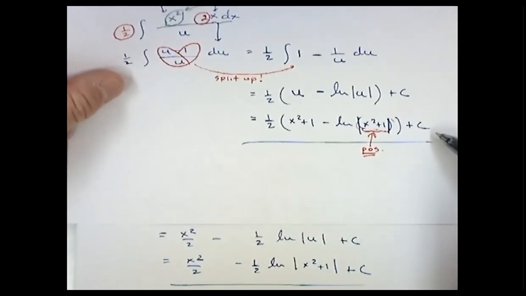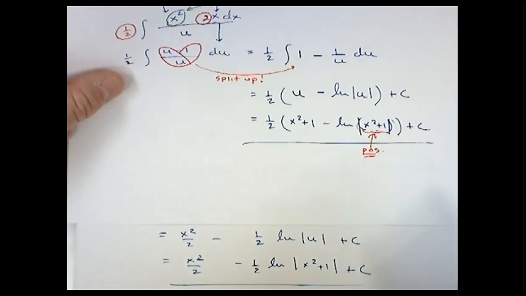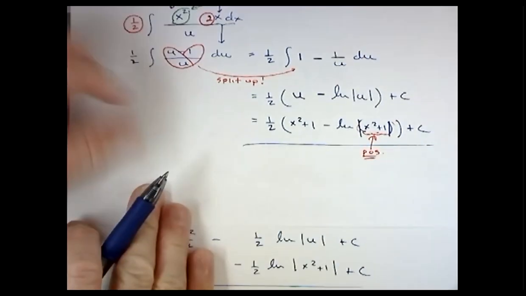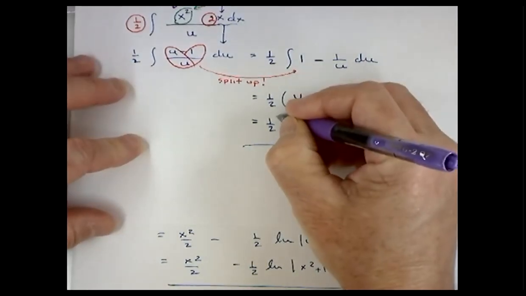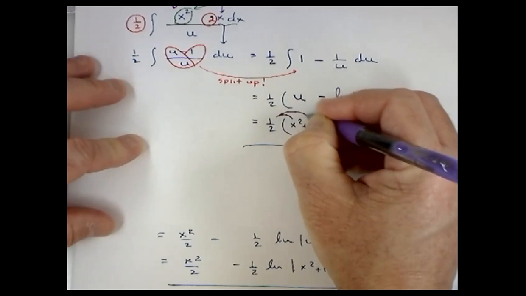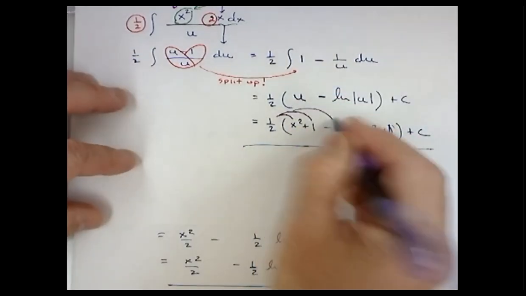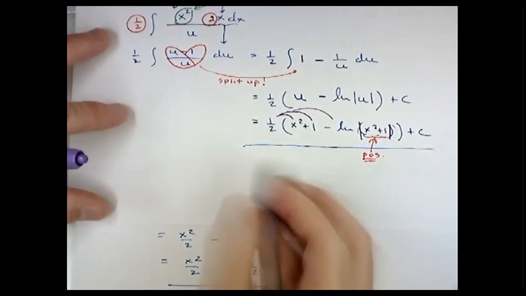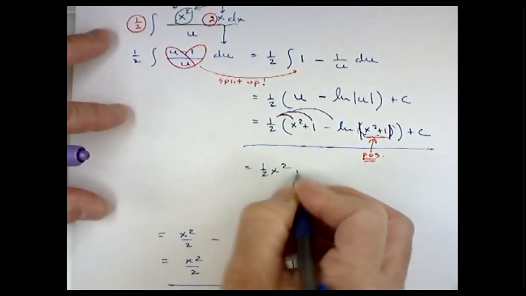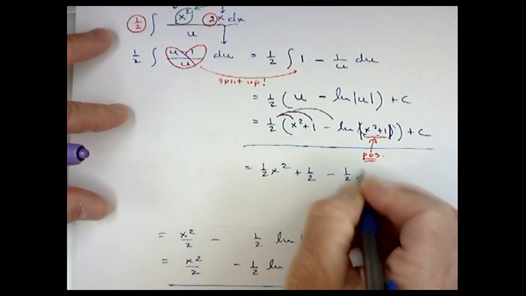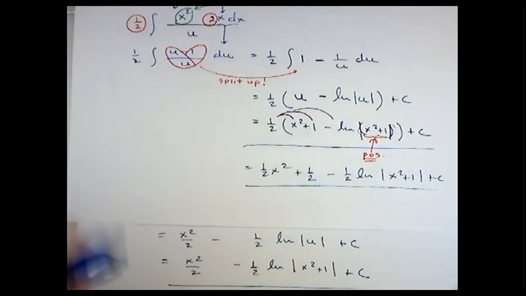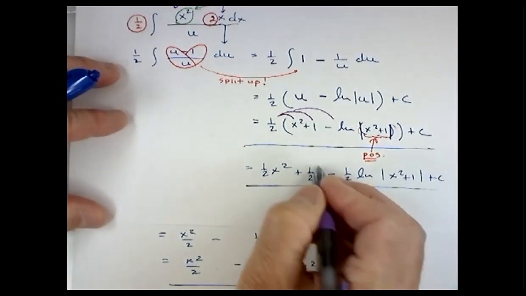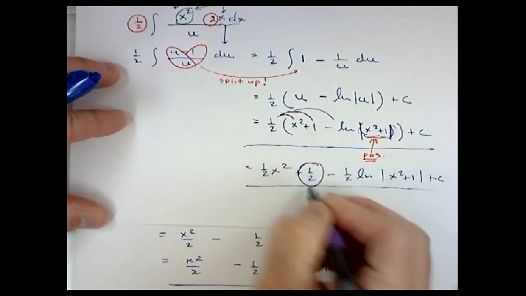Now, just to show you, this was the answer we had when we did it with the U sub. Do you see that it can be justified to be the same? If we distribute this 1/2 on the answer we did up here to everybody, I would actually get 1/2 x squared plus 1/2 minus 1/2 ln x squared plus 1 plus c. So notice it does look the same, but I do have an extra 1/2 in this answer, right?